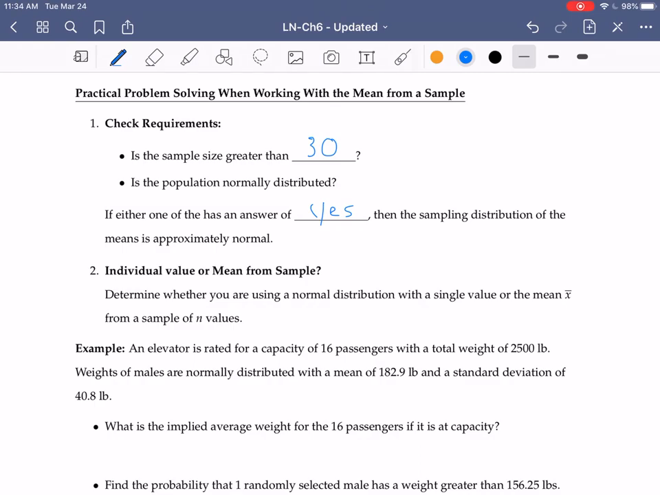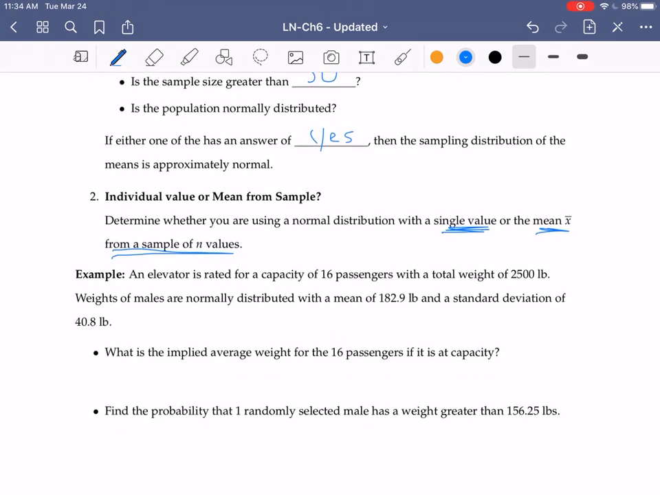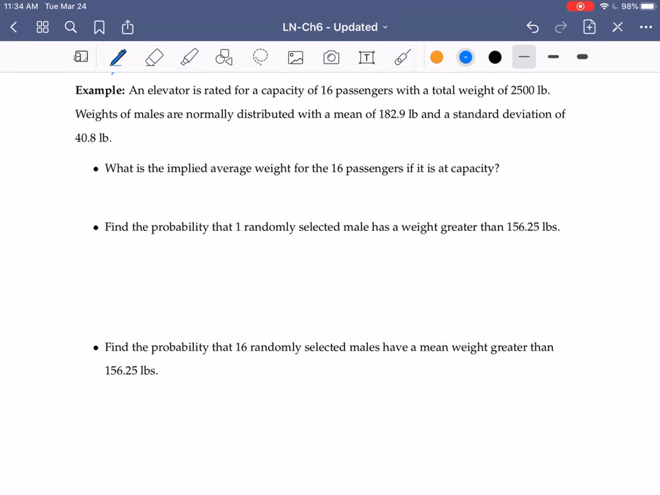For the individual value or mean of the sample, we need to determine whether we are using a normal distribution with a single value or the mean x bar from a sample of n values. Are you working with an individual value, or are you actually working with the mean for a sample? That's where most students run into issues with this, trying to weigh which one of those things they're working with. Think about that. So let's look at an example and see how this comes into play.